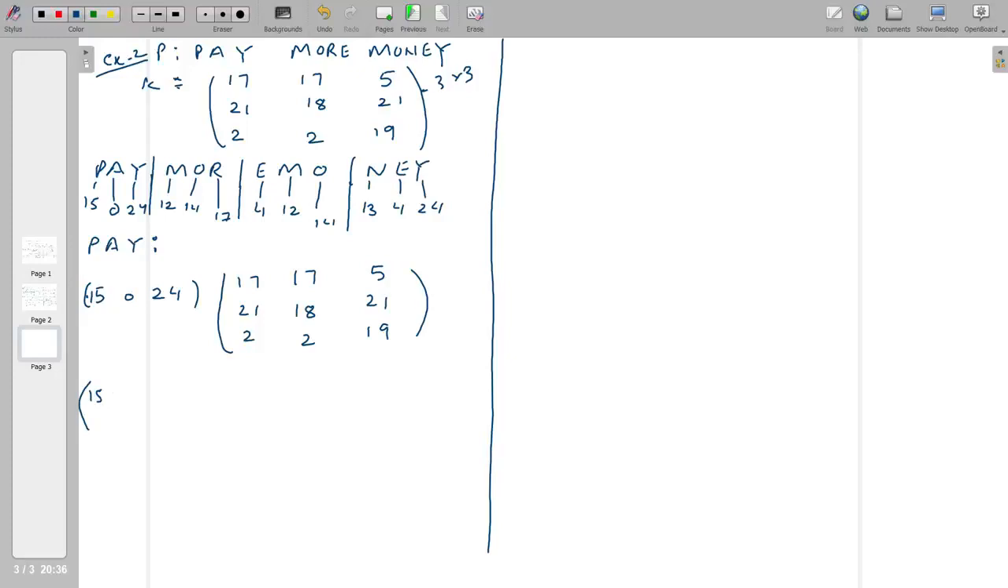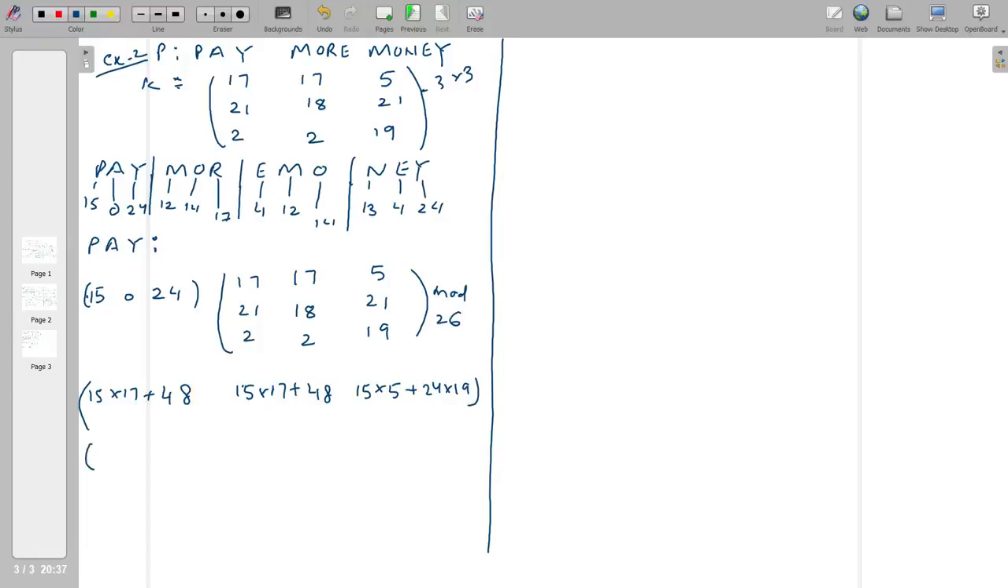So 15 into 17 plus 0 into 21, which is going to be 0, so I am not going to write it just to save space, and 24 into 2, which is 48. Then 15 into 17, then 0 into 18, which I am not going to write, and 24 into 2, which is 48. The last one is 15 into 5 and 0 into 21, which for obvious reasons I am not going to write, then 24 into 19, and this is a mod 26 operation.